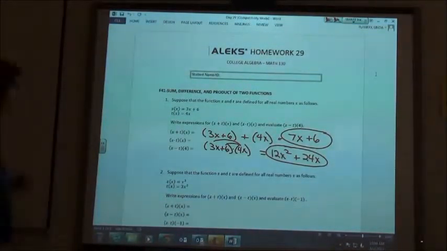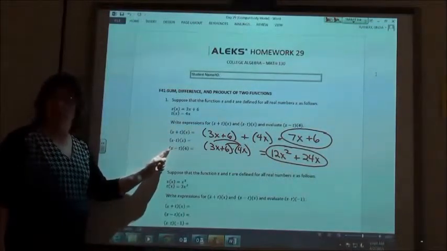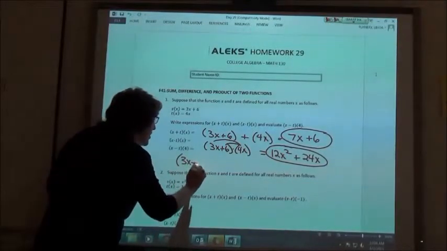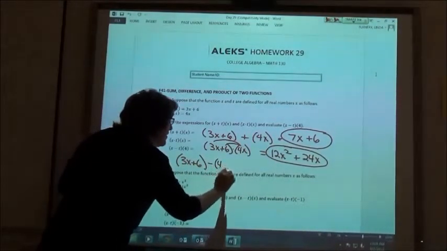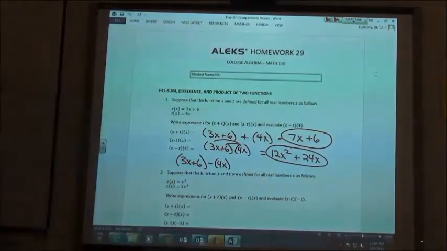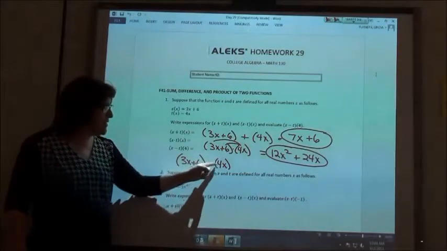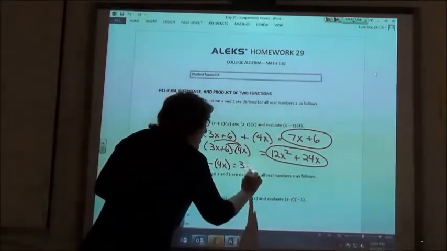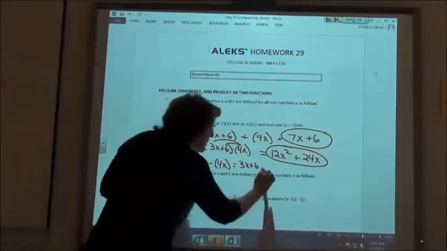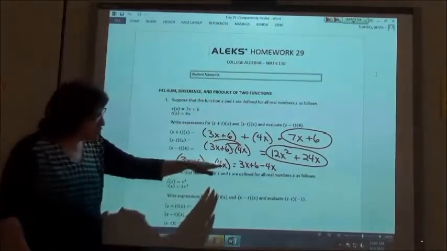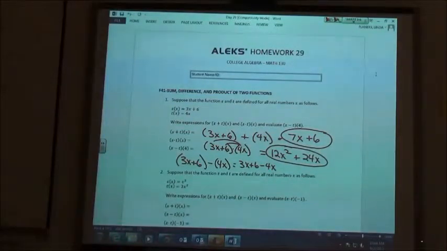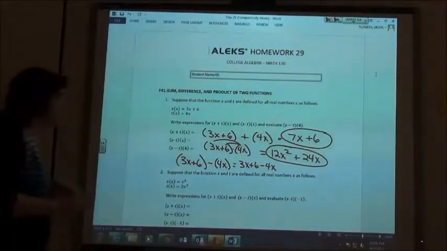Now the next one, it tells me to do s minus t, right? So I'm going to take 3x plus 6, and I'm going to minus the 4x. Normally when I'm subtracting, I get rid of my parentheses because I have to distribute that negative, right? I'm going to have 3x plus 6, and then this is just going to be minus 4x. But if there were two terms in there, I'd have to do minus 4x and minus whatever that other term was. But now, again, I'm just going to combine my like terms.